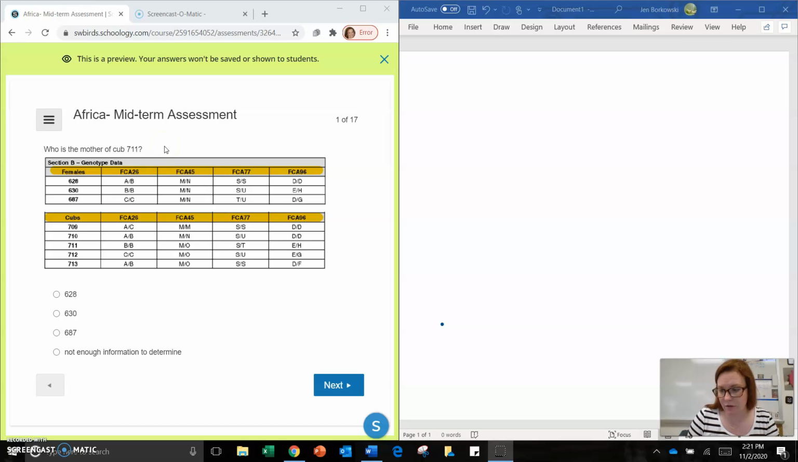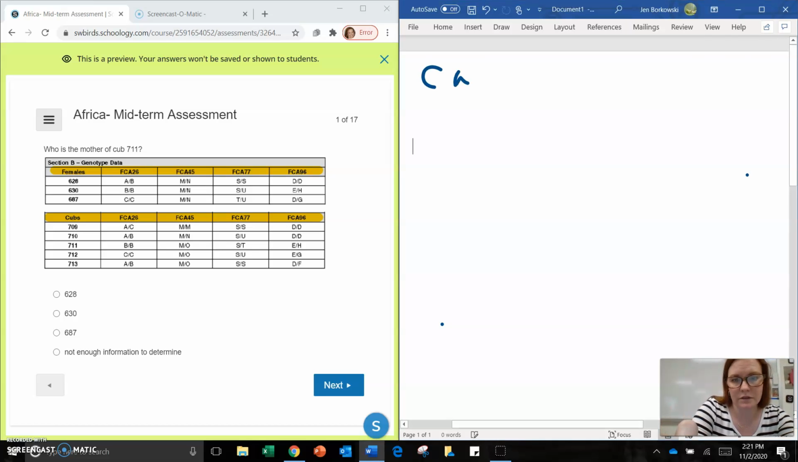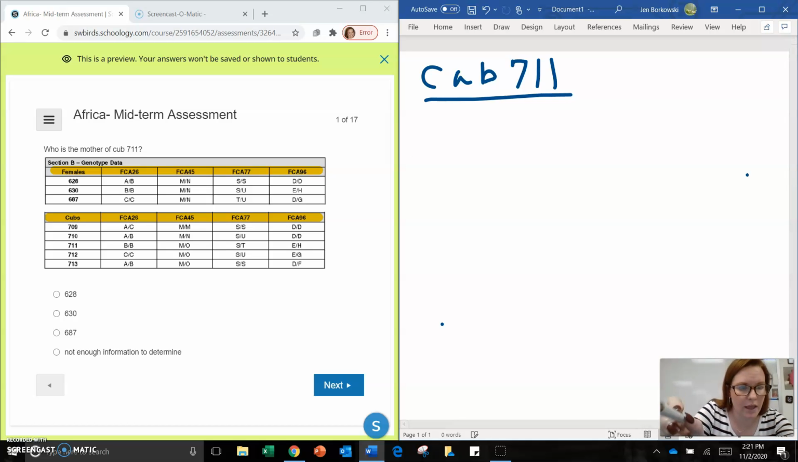Now, I'm a person who likes to use a scratch piece of paper, so that's what you're seeing over here. This is my scratch paper. So this is cub 711. And I have 3 choices for this cub's mother because I have 3 females right here. I have 628, 630, and 687.